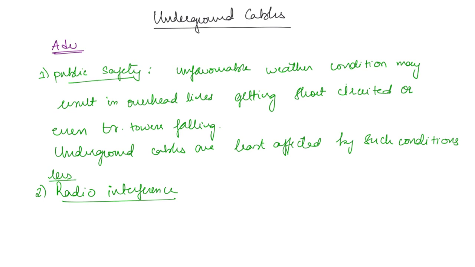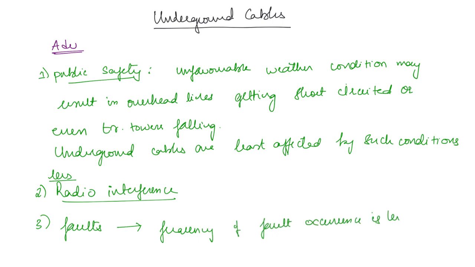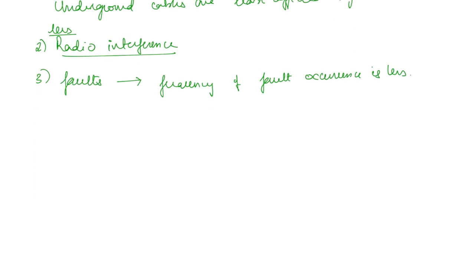The third advantage is faults. The frequency of faults will be high in overhead lines. Okay, but in underground cables, even though if any fault occurs it is difficult to detect, the frequency of fault occurrence is less. Okay, so these are some advantages. Now we will see what are the disadvantages.